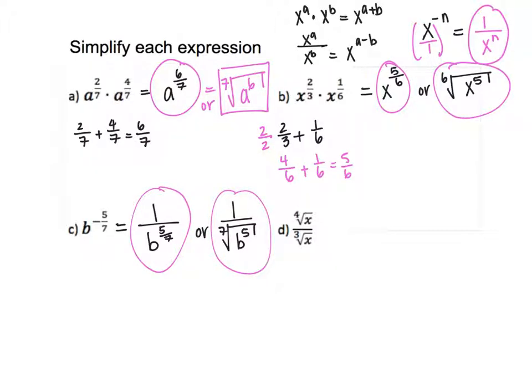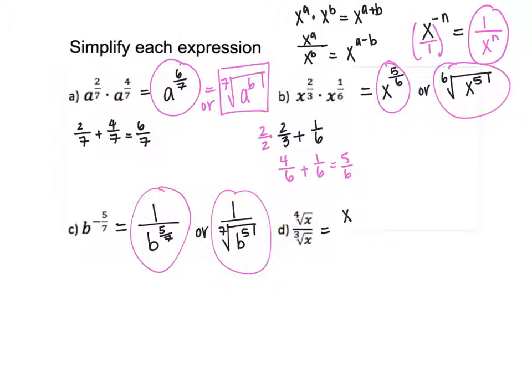Okay, last but not least, we have part D. And so for part D, notice that I have a root, a radical on the top and the bottom, and I'm dividing. So first, I'm not sure how to divide 2 things like this if they have different roots, right? I can't combine these roots and join them together. So what I'm going to do is change them into exponents. So I'm going to rewrite both the top and bottom as an exponent.